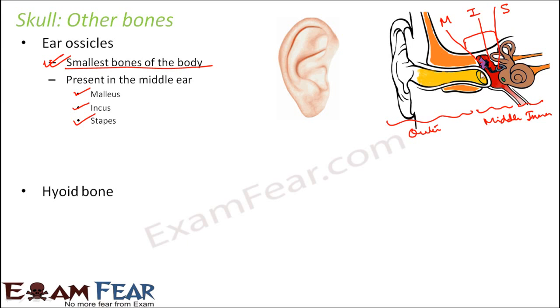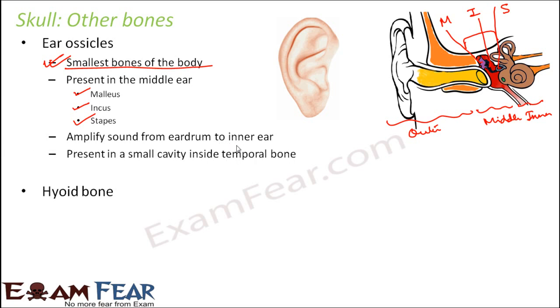Now what do these bones do? They help to transmit auditory information from the outer ear to the middle ear. So they amplify sound from the eardrum, which is the outer ear, to the inner ear. So they are the ear ossicles. Another important point is they are present in a small cavity inside the temporal bone. You remember I was talking about the temporal bone. If you look at the slide on the cranial bones, you saw the green colored part of the skull, which was present just above the ear. In that particular bone, there is a small cavity where these ear ossicles are present.